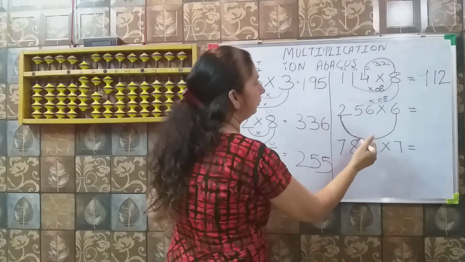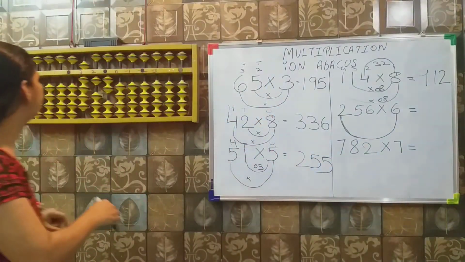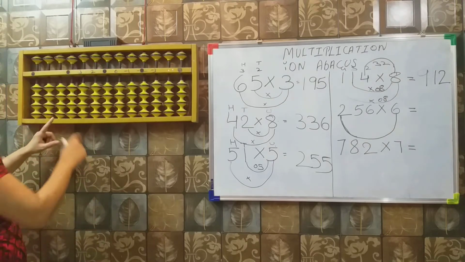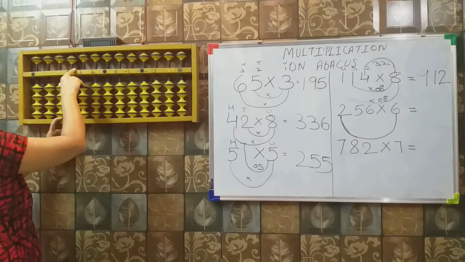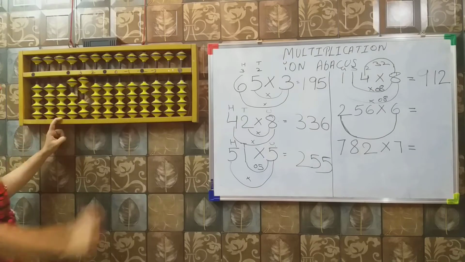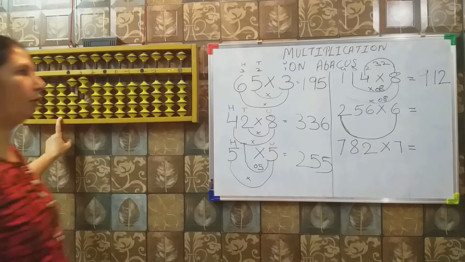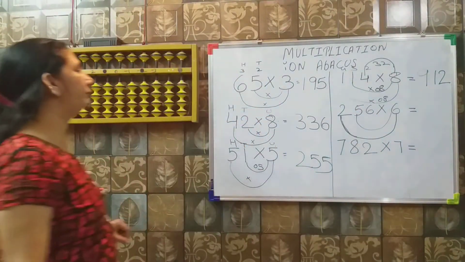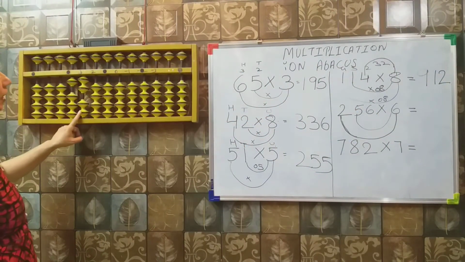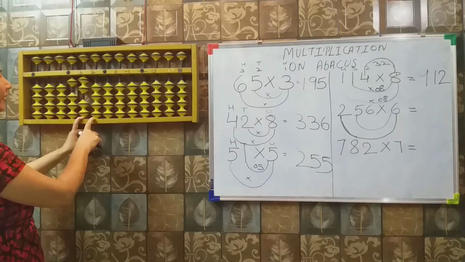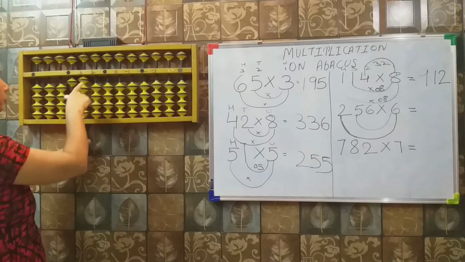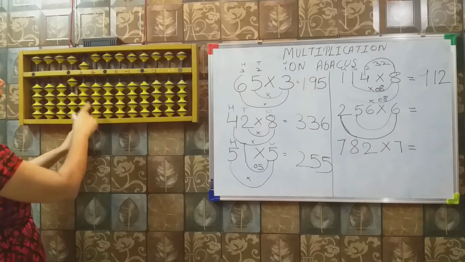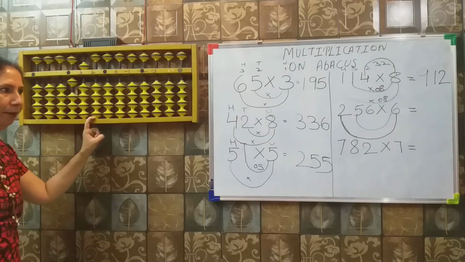So 6 into 2 is 12. Set your abacus to 0 first. Now 6 into 2 is 12, so 1 on the thousand place and 2 on the hundred place. Now the next step is 6 into 5, which is 30. 3 on the hundred place and 0 on the tens place. Now 3 on the hundred place is not possible, so apply the small friend formula, minus 2 plus 5. For 0, no need to take any number.